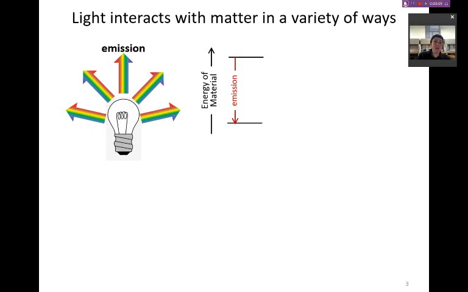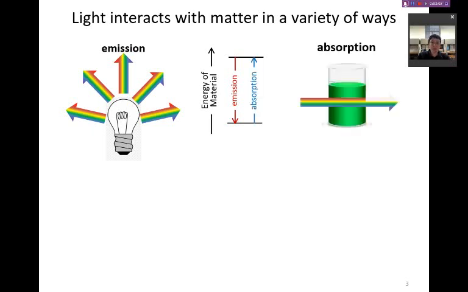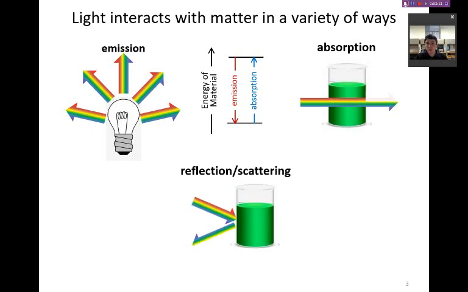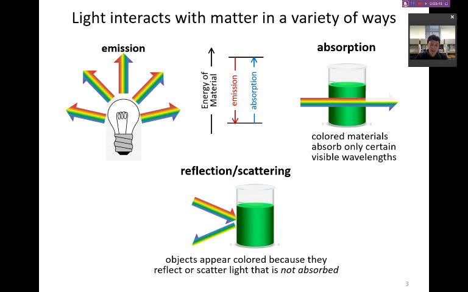Once that light has been emitted, it can be absorbed. So let's say you take a light bulb and you shine light from the light bulb through a solution. That solution appears green. Some of that light is being absorbed. However, some of that light is also being reflected or scattered. And colored materials will absorb light that corresponds to the chemical nature of whatever's in that solution, and the rest of it gets reflected.